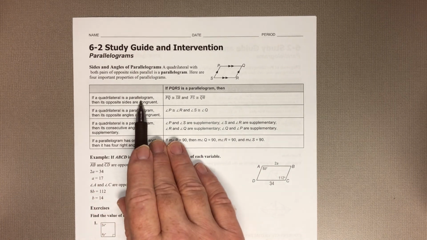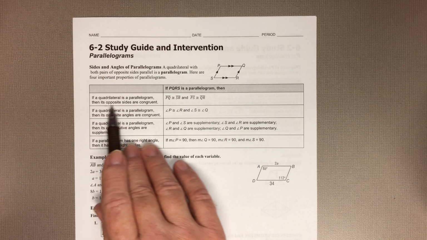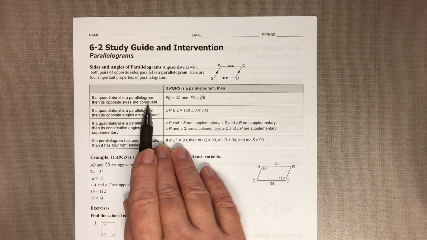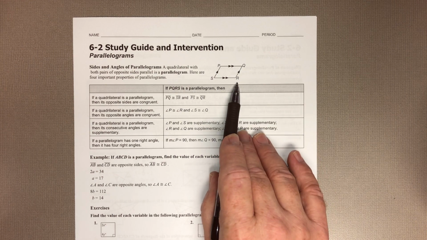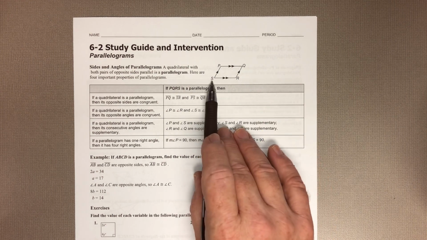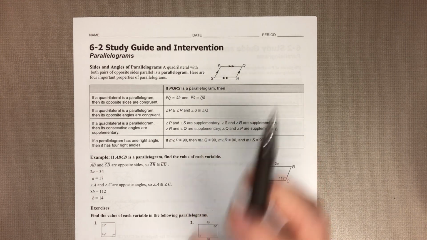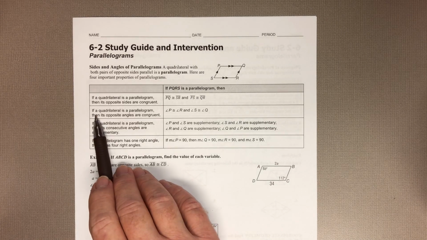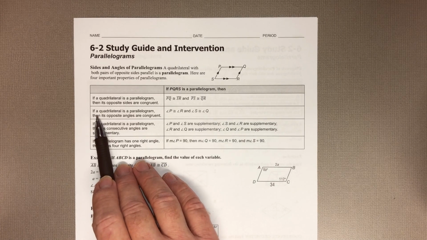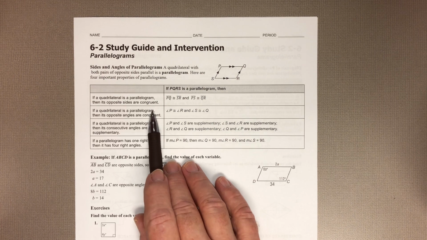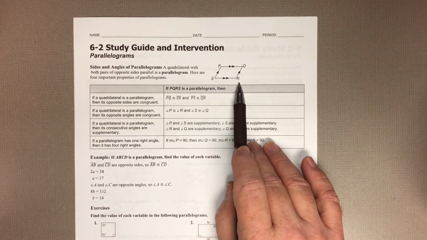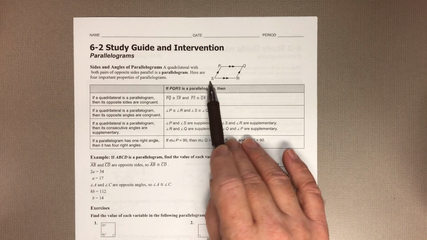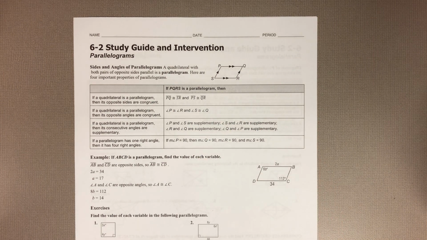If a quadrilateral is a parallelogram, then its opposite sides are congruent, which in this case, segment PS would be congruent to segment QR. Segment PQ would be congruent to segment SR, all right? Here's another theorem. If a quadrilateral is a parallelogram, then its opposite angles are congruent, which means angle P would be congruent to angle R, and angle S would be congruent to angle Q.